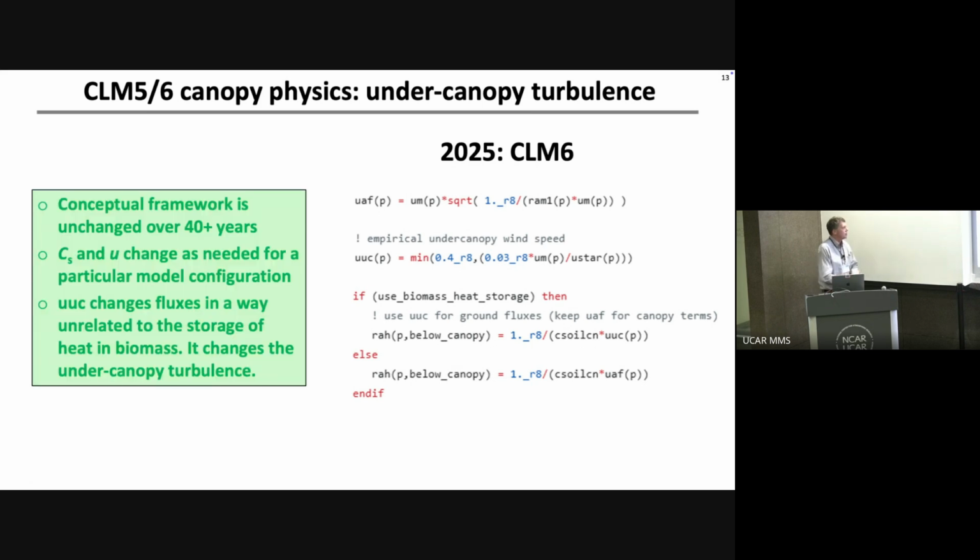And that's the cautionary tale I want to make sure you get from this, is that the conceptual framework of which this is being done has not changed in over 40 years. We've been playing around with this exchange coefficient, the CS term, and now the wind speeds, and those seem to be adapted as needed for a particular model configuration. But we're also now changing the under canopy wind speed and introducing that, but that's changing the turbulence. So that's not anything related to biomass heat storage or the storage of heat in the biomass.